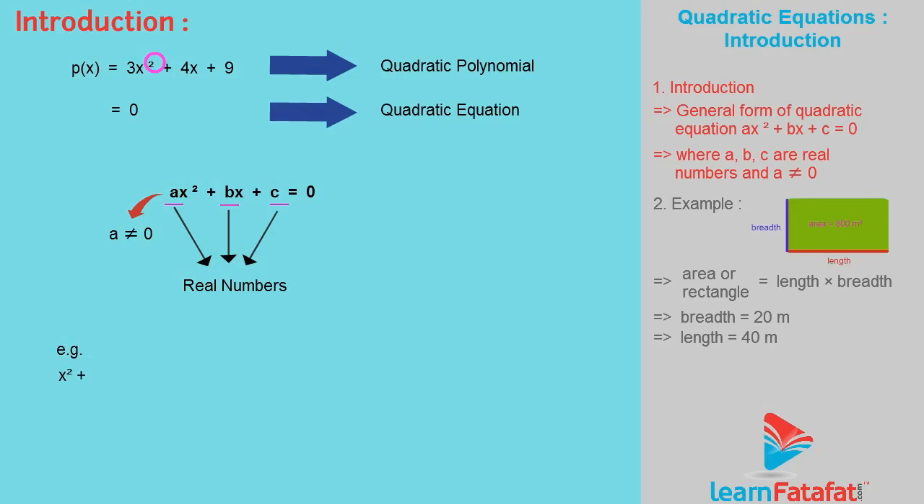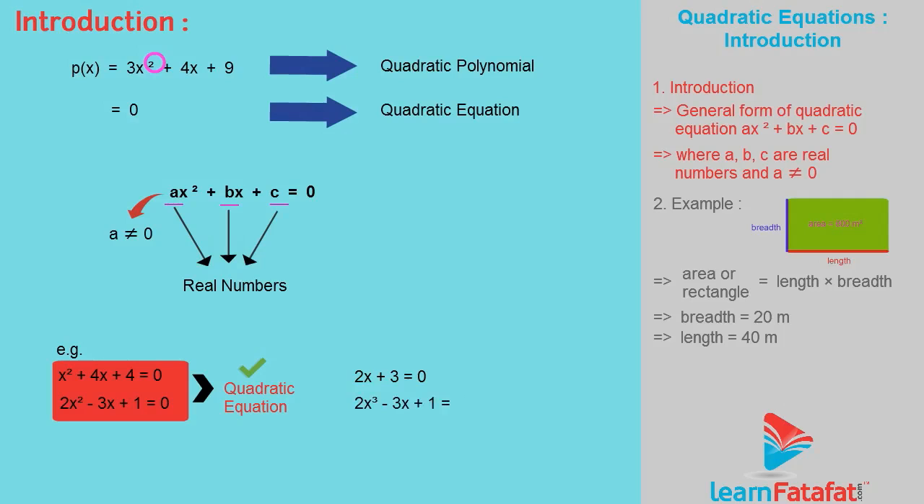Example: x² + 4x + 4 = 0 and 2x² - 3x + 1 = 0 are quadratic equations. But 2x + 3 = 0 and 2x³ - 3x + 1 = 0 are not quadratic equations. Thus, a quadratic equation is a second degree equation in one variable.